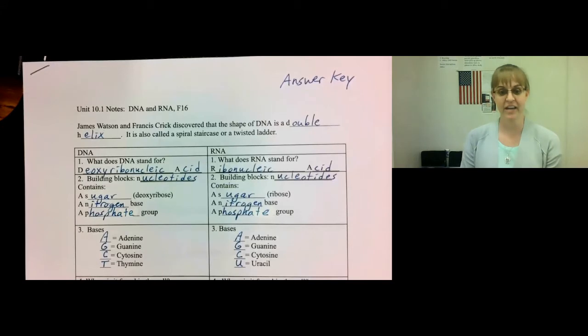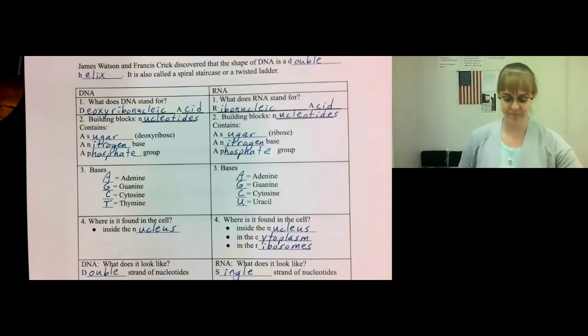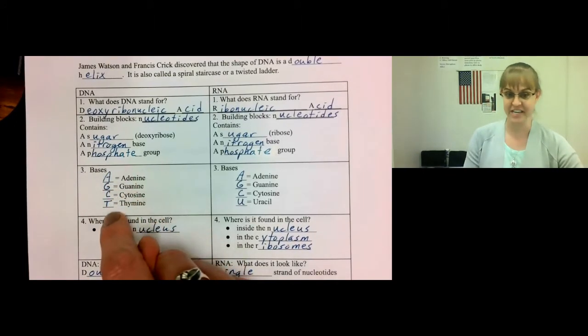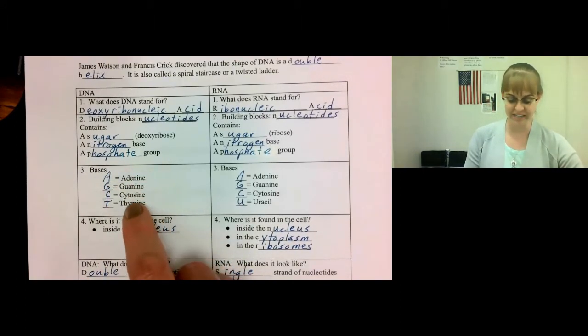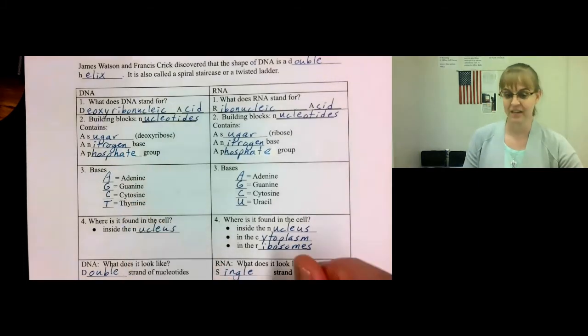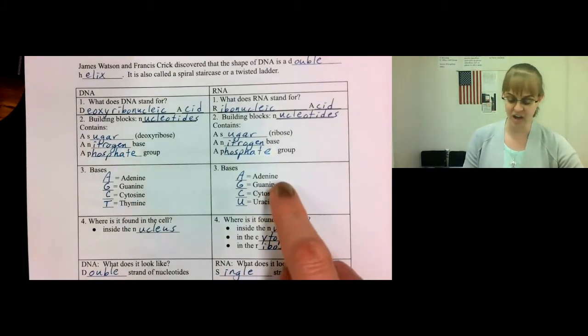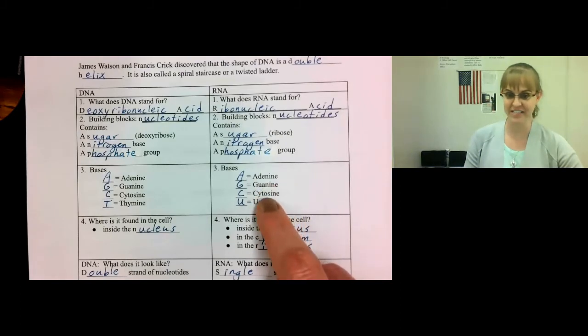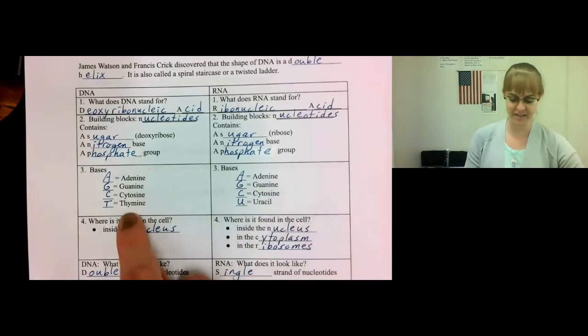They both contain a sugar. DNA contains deoxyribose, and RNA contains ribose. They both contain a nitrogen base and a phosphate group. The nitrogen bases in DNA are A, G, C, and T: adenine, guanine, cytosine, and thymine. The nitrogen bases in RNA are adenine, guanine, cytosine, and then it gets a little different. Uracil replaces thymine.